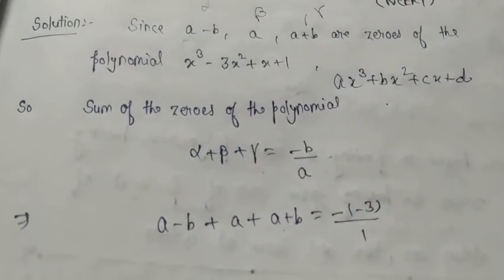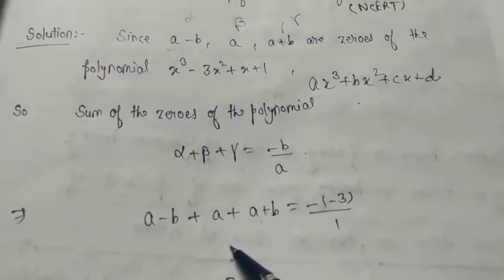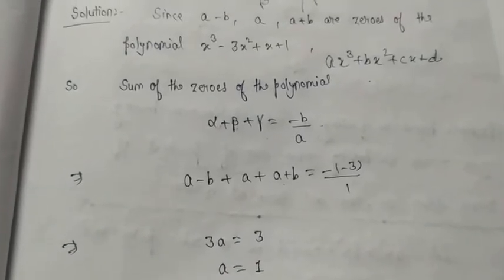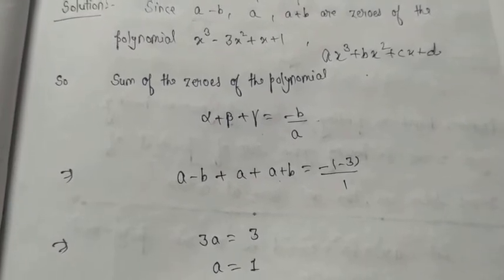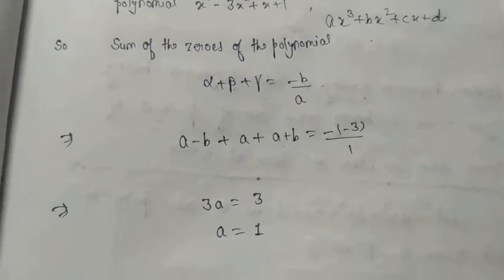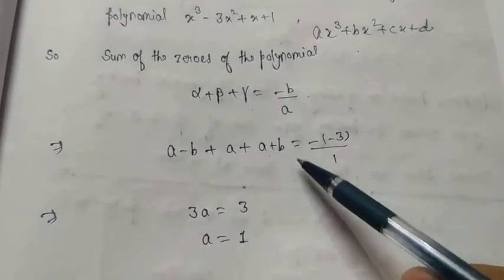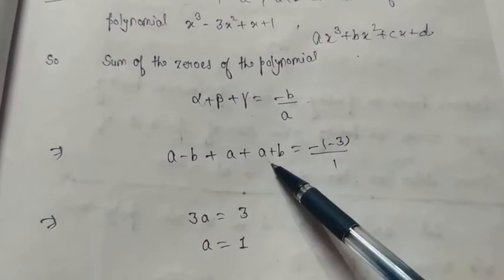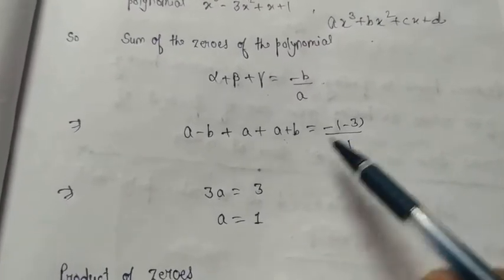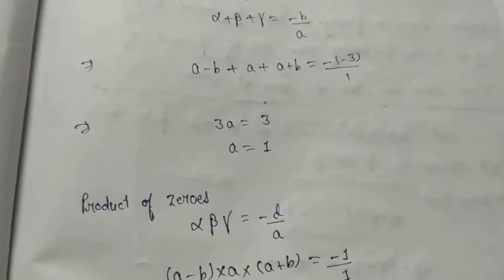minus 3. See, children, alpha was a minus b, beta was a, and gamma was a plus b. So the value of b is minus 3, the value of a will be 1, the value of c will be 1, and the value of d will also be 1. When you solve it, this b will be cancelled, and a plus a plus a will be equal to 3a, and it will become plus 3. So 3a equal to 3, so a will be equal to 1. By this we can solve the value of a.